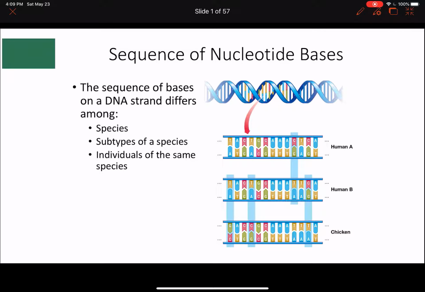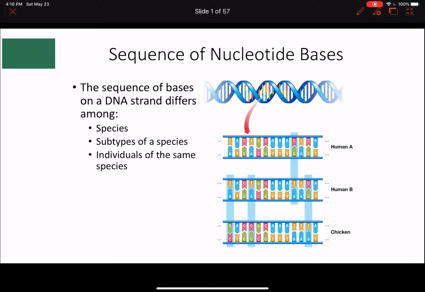As you saw in lecture 4, the sequence of nucleotide bases is really important for determining the differences between living organisms. And those differences can be between members of different species, like the previous example, the difference between cats and crabs and humans, or subtypes of the same species. So what makes a Chihuahua different from a Great Dane? We're going to talk a lot more about dogs a little bit later in the next lecture. Or what makes individuals of the same species different from each other.